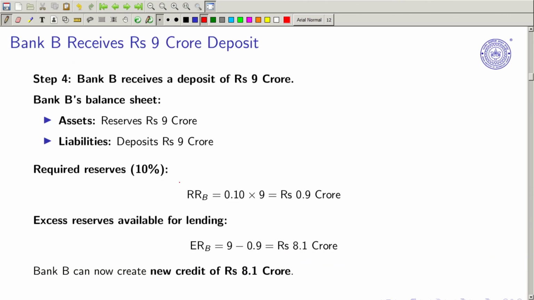Now bank B received the deposit of 9 crore. So let's forget about bank A. Now we are moving to bank B, and bank B's balance sheet shows reserves of rupees 9 crore and deposits of rupees 9 crore. So this is what we are getting. Required reserve is again 10%, so it is 0.9 crore it is going to be.